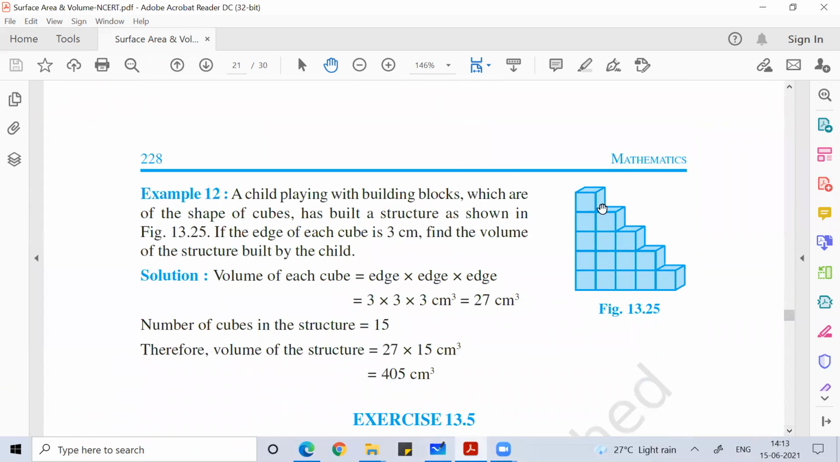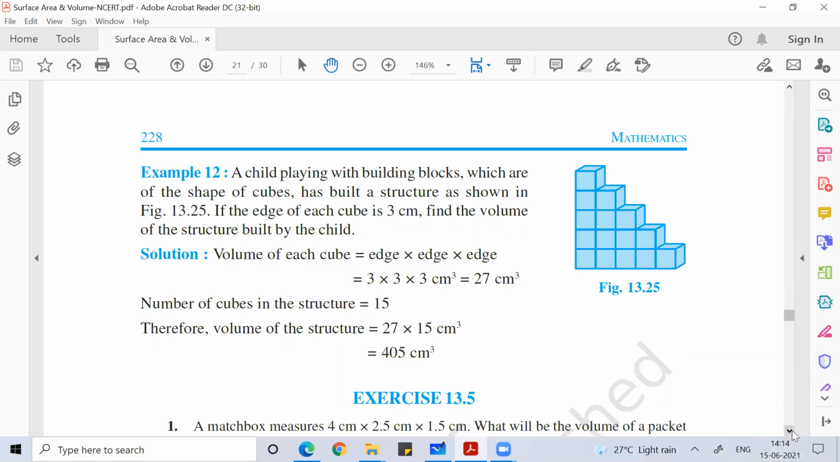Then this is given like this. You can see this. This is a good question. So edge of one cube is given 3 centimeter. So we can find the volume of each cube. That would be 3 cube, 27 cubic centimeter, and there are 15 cubes. So 27 into 15, we'll get the total volume. So we can do.